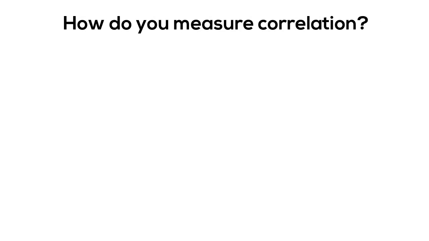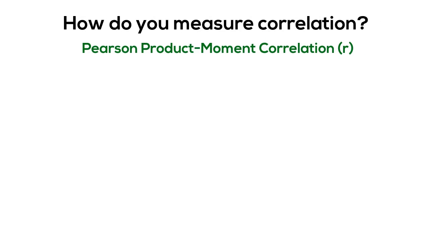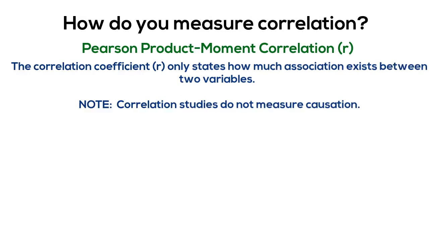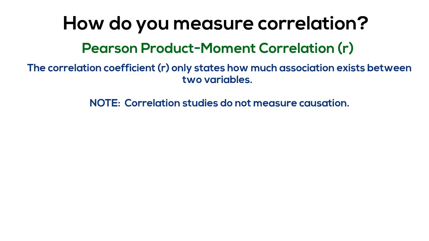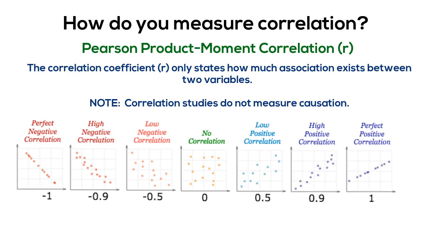In a correlational study, the researcher uses the Pearson product moment correlation, R value, to determine the amount of association between two variables. The R values range from -1 to +1, with 0 meaning no correlation at all.